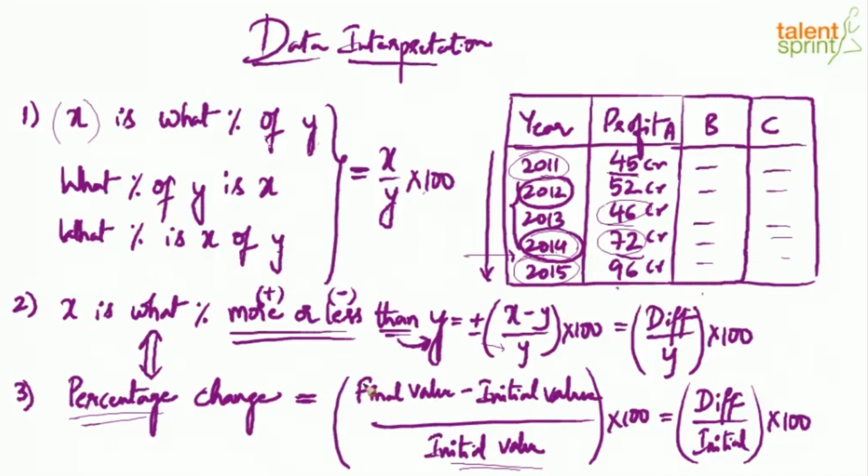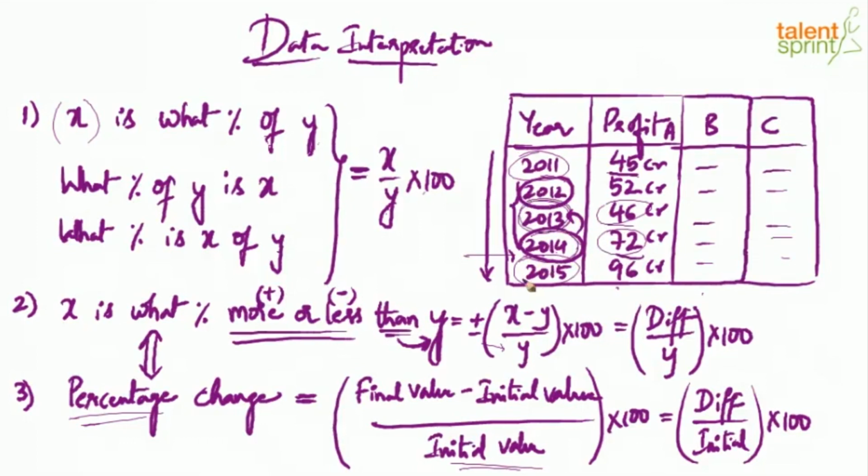So like I said, 3 ways of asking percentage change, right? The percentage change from 2012 to 2015. So 2012's profit is initial value, 2015's profit is final value. The percentage change in the year 2014. So when only 1 year is given, it is with respect to the previous year. So 2014's profit will be the final value, 2013's profit will be the initial value.